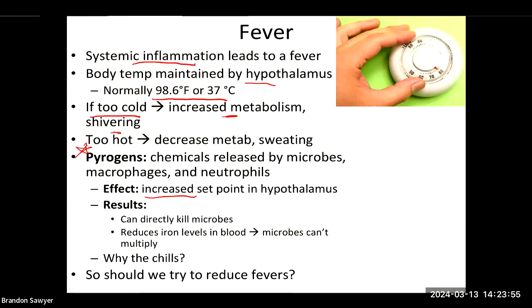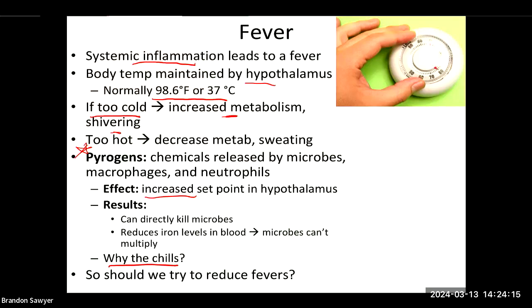And then you warm up, right? Then your body warms you up, and that's kind of why you get the chills. But then most of us will take a Tylenol or an ibuprofen, something like that. That blocks those pyrogens and makes our set point go back down. But now we're already up high. Then what happens?